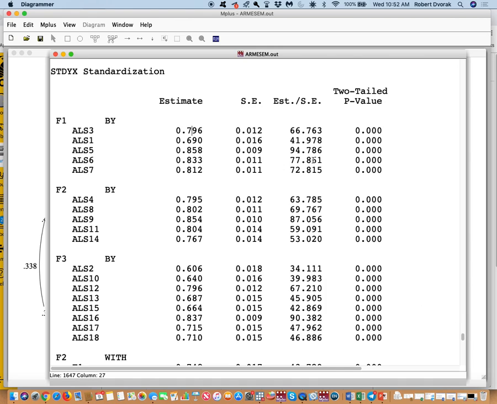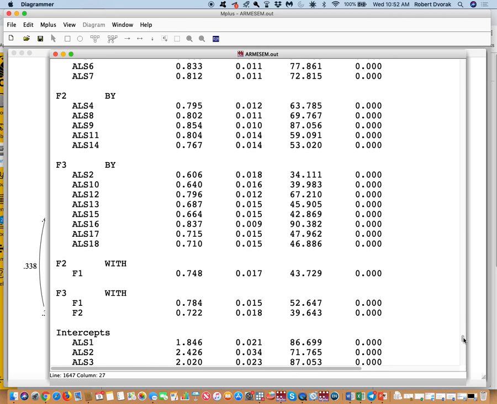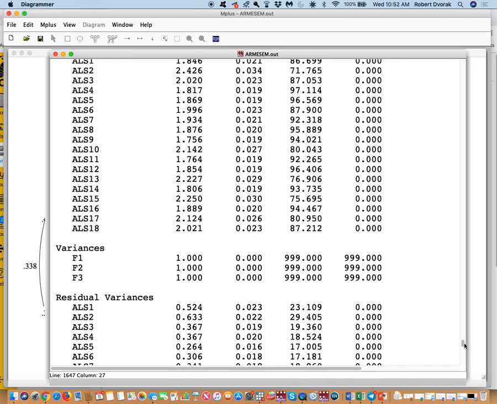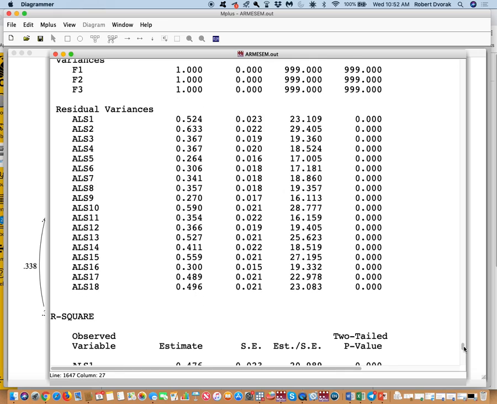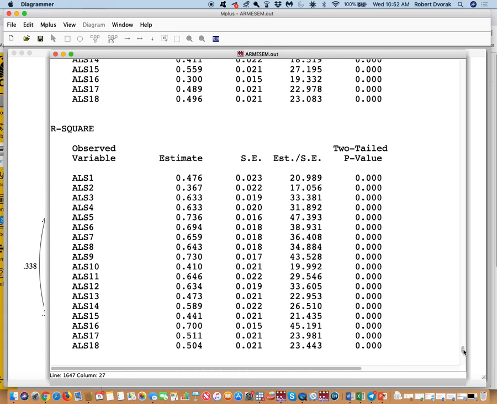All of these items look like they're loading very well on the factor that they're supposed to be loading on. Every factor loading is above 0.6 standardized, which is kind of one of the thresholds that we think about when we're talking about confirmatory factor analysis. We want standardized thresholds to be above that. These are pretty high correlations for factors, but what are you going to do? There's our variances that have been fixed. So residual variances. Here's our R squared of our items, who cares?